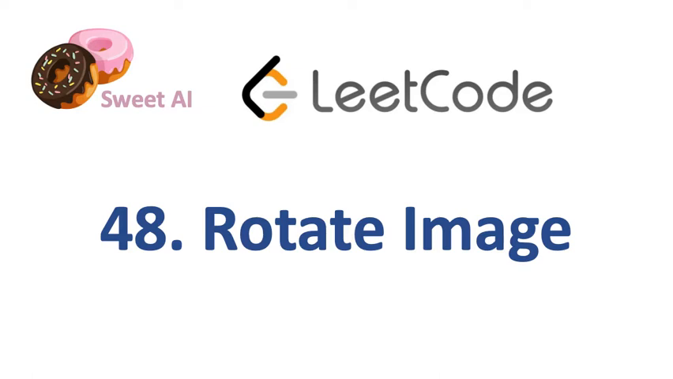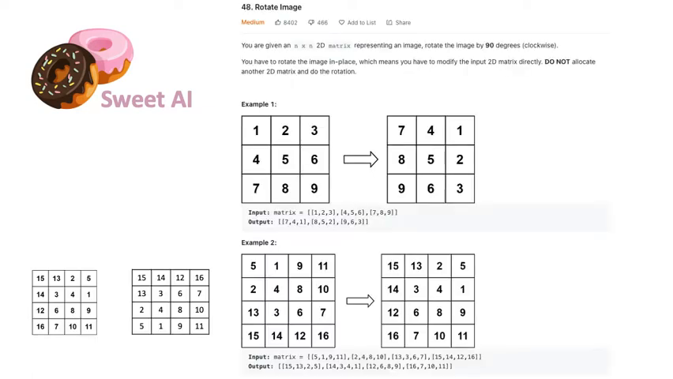Question 48, Rotate Image from LeetCode. You are given an n by n matrix representing an image. Rotate the image by 90 degrees clockwise, and we should do it in place, so no extra space is available. So what should we do?